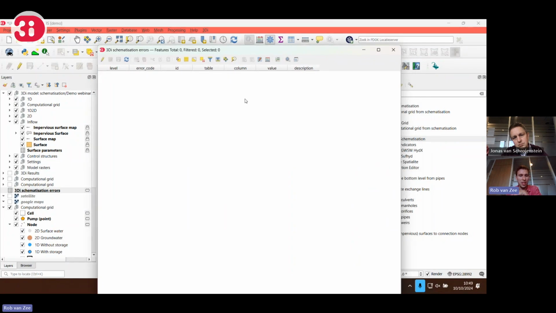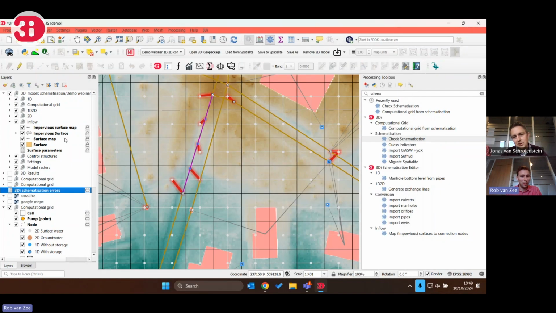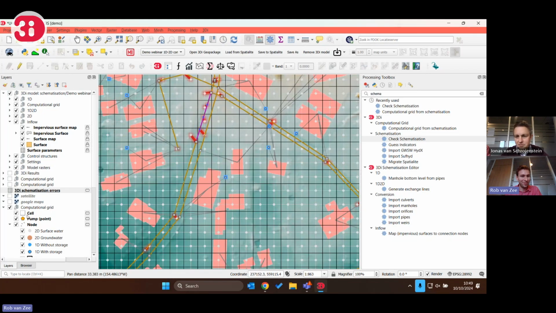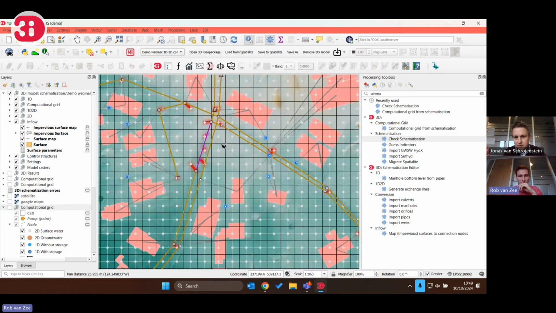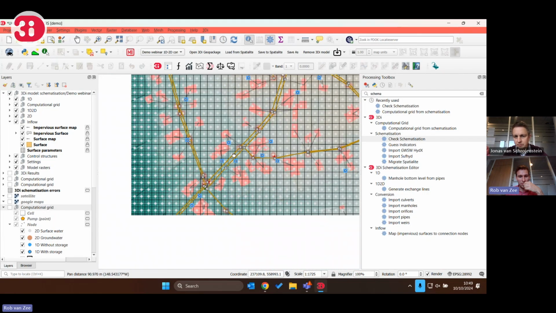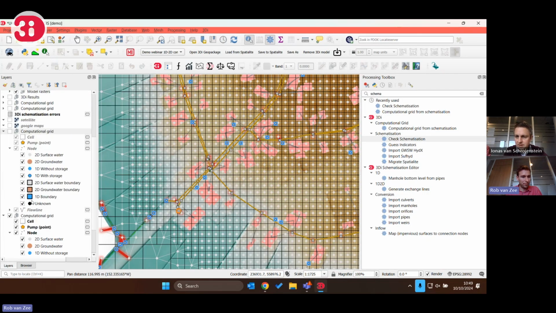There aren't any schematization errors. There's nothing. Okay. We built a very good model. Well, for demo purposes, it would be nice to add a mistake. For example, if you make the storage area for the pump station, can you make that one very small? Yeah. And then run the check again?